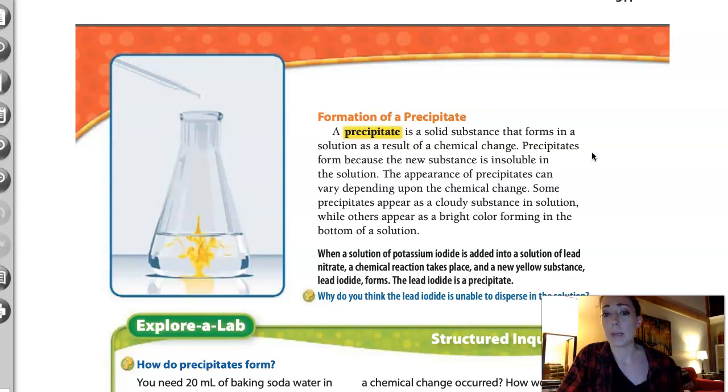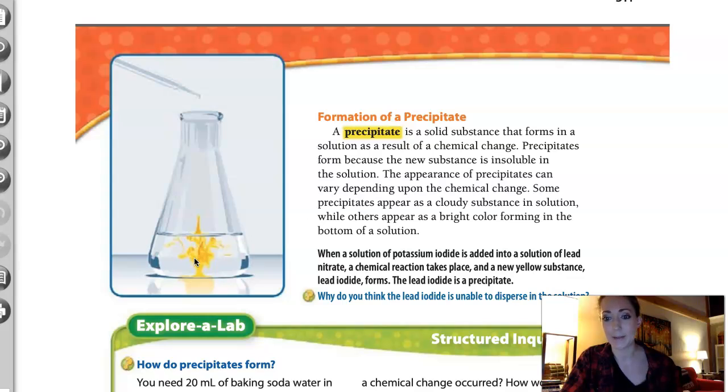Precipitates form because the new substance is insoluble in the solution. The appearance of precipitates can vary depending upon the chemical change. Some precipitates appear as a cloudy substance in a solution, while others appear as a bright color forming in the bottom of a solution. So when a solution of potassium iodide is added into a solution of lead nitrate, a chemical reaction takes place and a new yellow substance, lead iodide, forms.